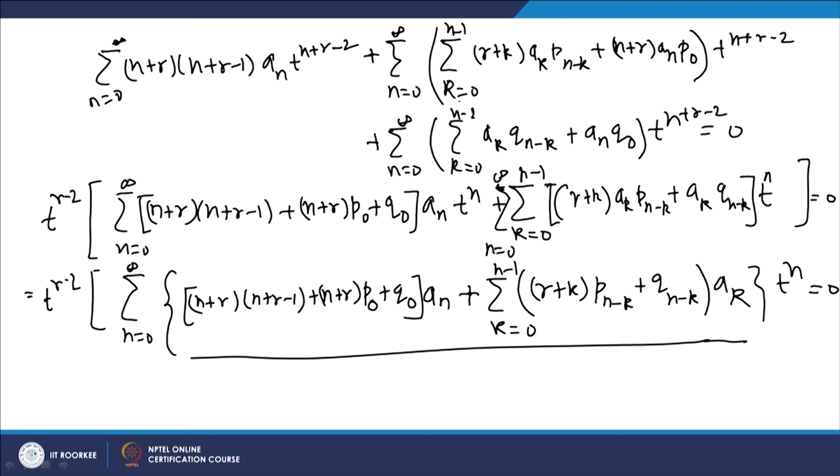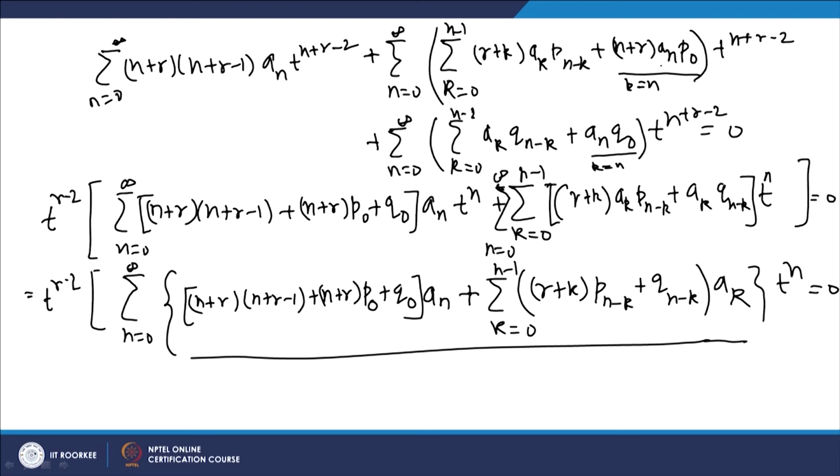Now we simplify the coefficient of t to the power n plus r minus 2 in p t y dash as follows: you write k equal to 0 to n minus 1, and this is r plus k a k p n minus k, and the corresponding term k equal to n we are writing here, that is n plus r a n p naught, that we are taking out, plus n equal to 0 to infinity. Similarly we are doing for q t y. So k equal to 0 to n minus 1 here, a k q n minus k, and this is the term corresponding to k equal to n here. So this is for k equal to n, and here also it is k equal to n, writing a n q naught into t to the power n plus r minus 2 equal to 0.